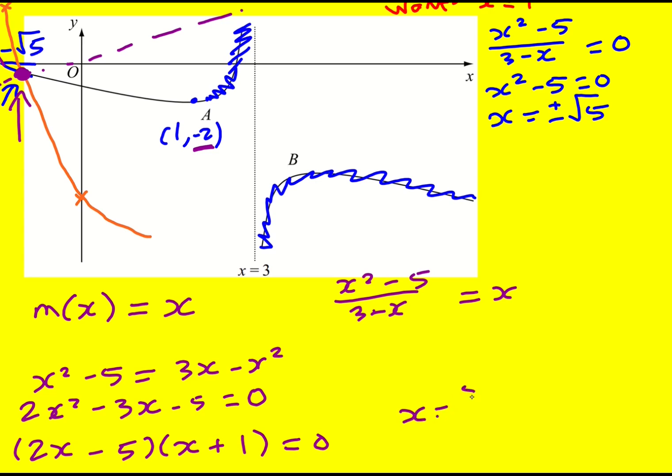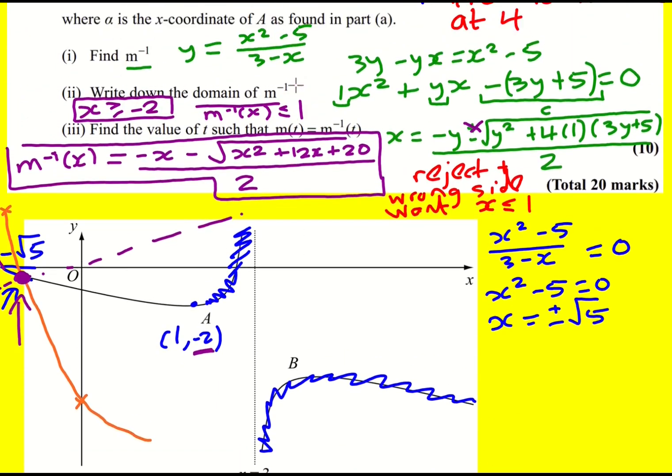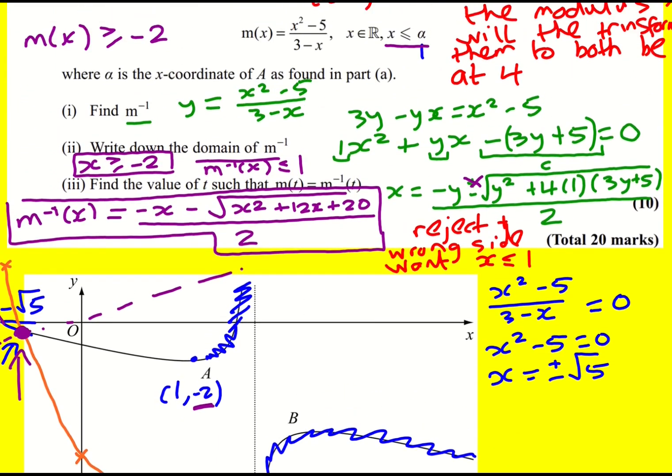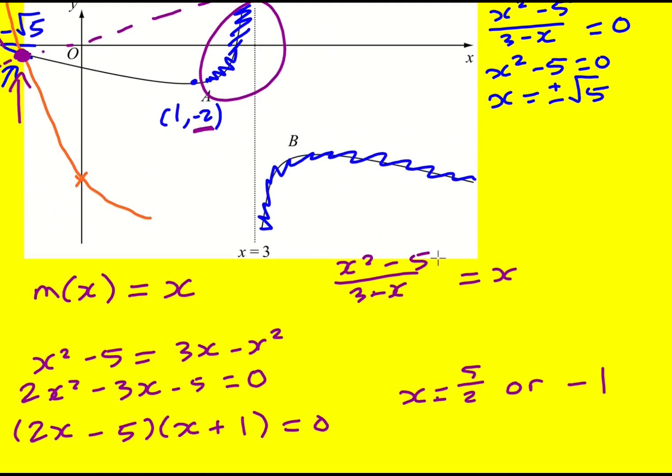So x is going to equal 5 over 2 or minus 1. Now, remember, my inverse is only defined for x less than or equal to 1. The other one is where the opposite inverse crosses this part. So we can reject the 5 over 2. X less than or equal to 1 means that minus 1 is our answer. That is where they're going to intersect. Well done. Nice question.